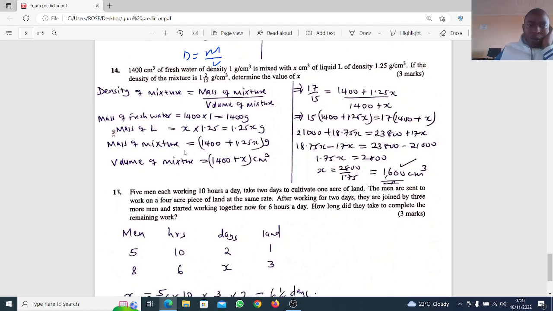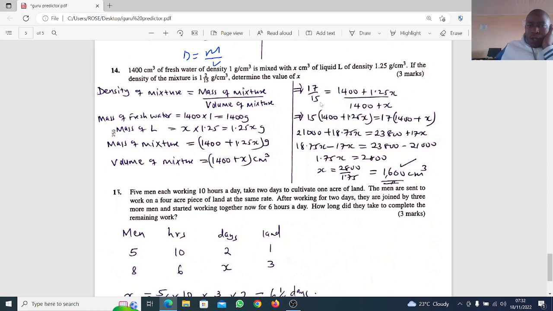So the mass of the mixture, we add the two, it's 1,400 plus 1.25x grams. And the volume of the mixture is the volume of fresh water, 1,400 plus x centimeters cubed. And therefore, we know the density of the mixture is 17 over 15, which is the same as 1 and 2 over 15, equals the mass of the mixture, which is 1,400 plus the mass we got here, all over the volume of the mixture, which is that one.